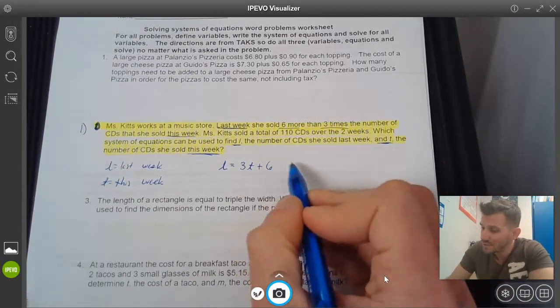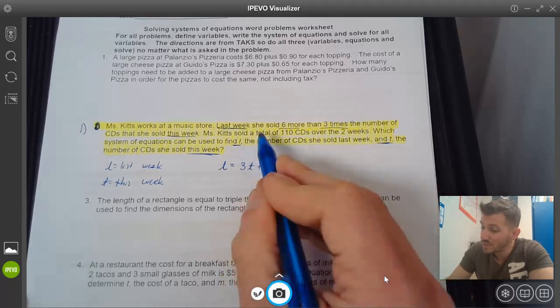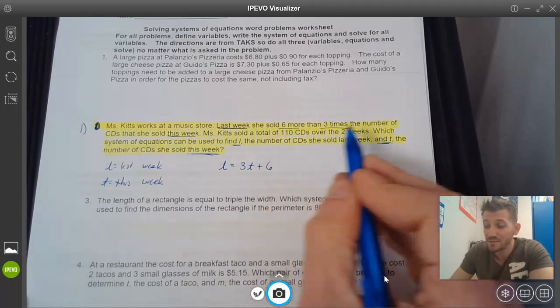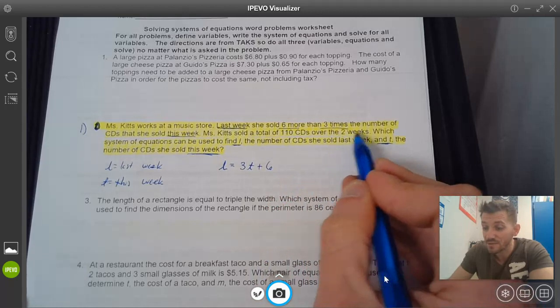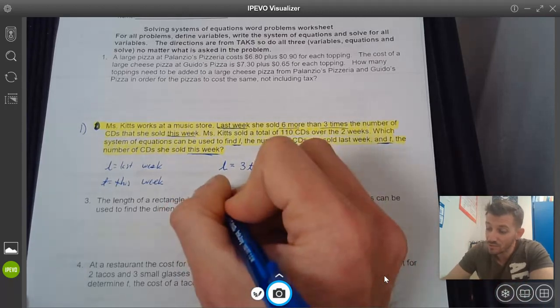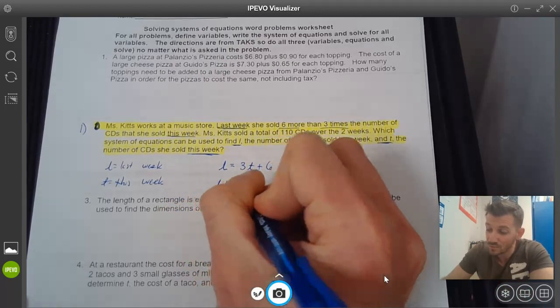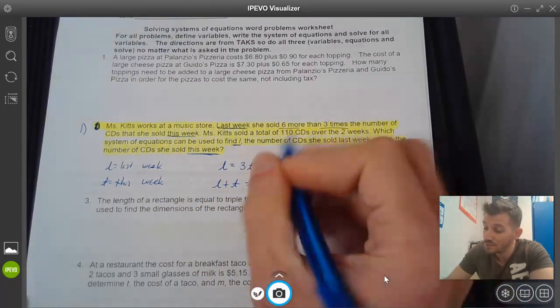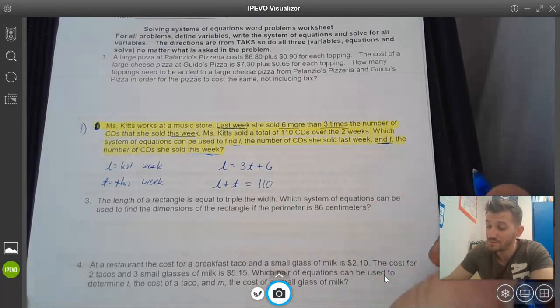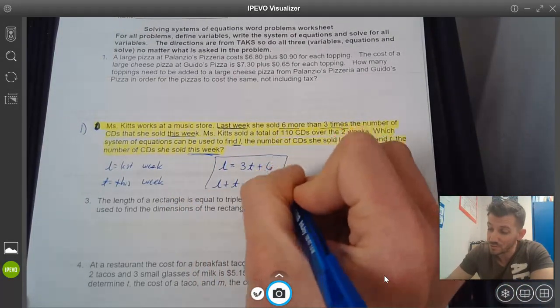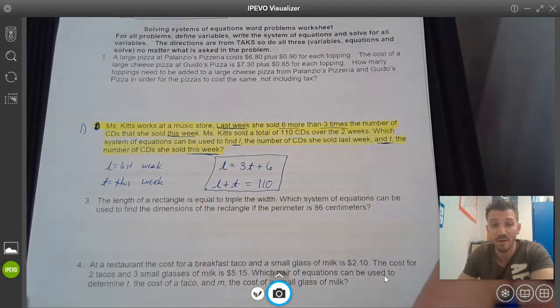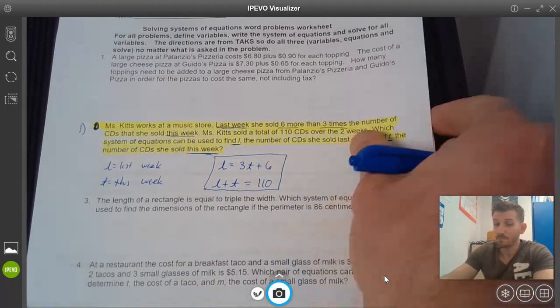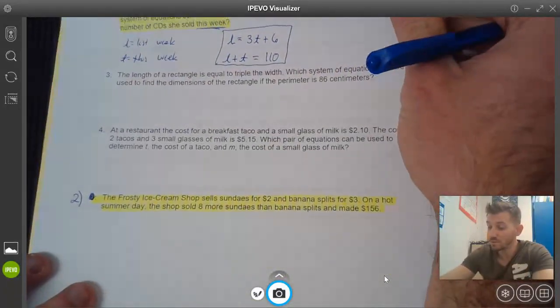Okay, second equation. They sold a total of 110 CDs over both weeks. That's last week and this week. So last week plus this week, both weeks together, they sold a total of 110 CDs. There's your two equations. We're not solving it, we're just writing them. Okay, moving on to next problem.